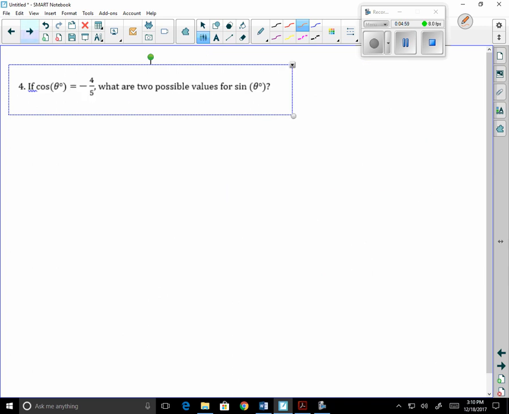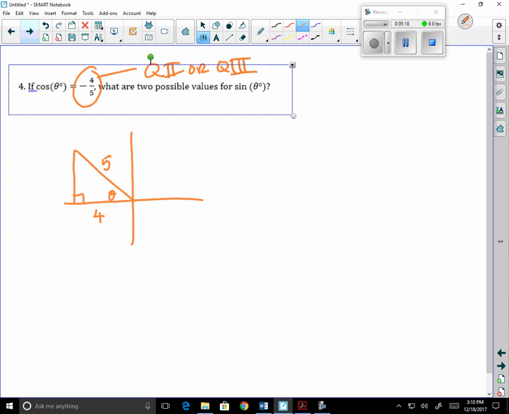Cosine of theta is equal to a negative value. This tells me we are either in quadrant 2 or quadrant 3. So I'm going to draw two potential triangles. I'm going to draw the quadrant 2 triangle, which would have an adjacent side of 4 and a hypotenuse of 5. And I'm going to draw the quadrant 3 triangle, which would have an adjacent side of 4 and a hypotenuse of 5. Both of these would have vertical sides of 3.